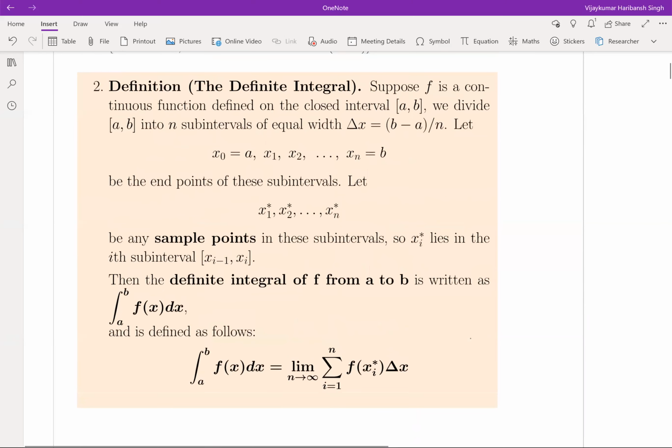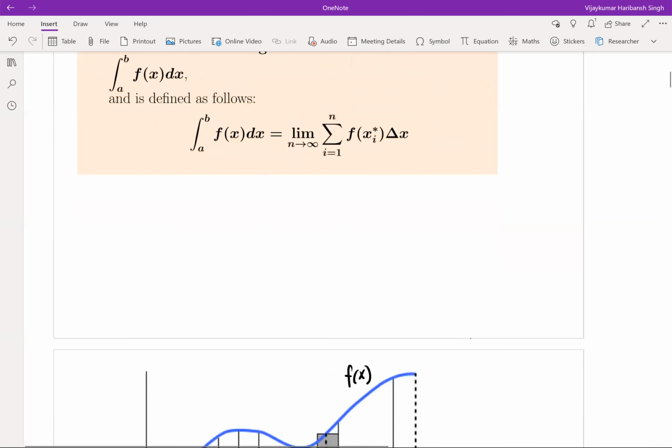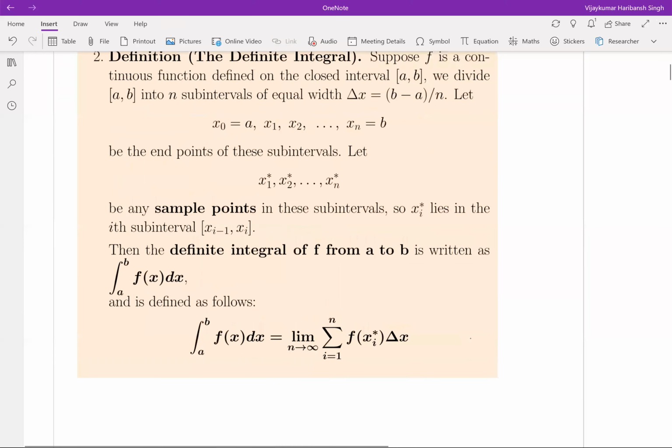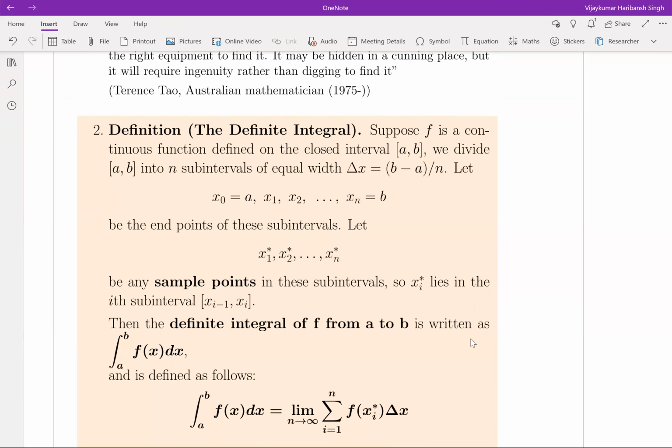Then you have this set of points. The first point is x0. The next point is going to be x0 plus delta x, or rather a plus delta x. This point is going to be a plus 2 delta x, and so on and so forth. So x0 is a, x1 is this, and so on, to b. These are the endpoints of the intervals, where xi is a plus i delta x.